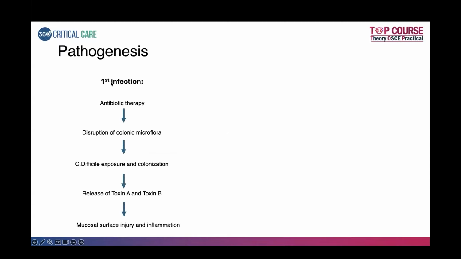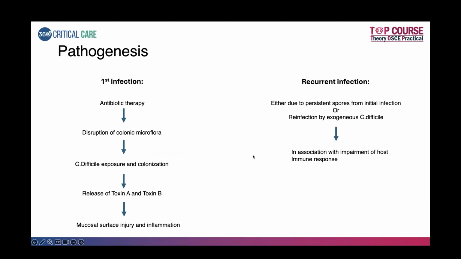So coming to the pathogenesis for the first infection, antimicrobial therapy leads to disruption of colonic microflora. C. difficile exposure and colonization occurs, leading to release of toxin A and B. That leads to mucosal surface injury and inflammation. Recurrent infection can be due to persistent spores from the initial infection or reinfection by exogenous C. difficile in association with an impairment of host response.